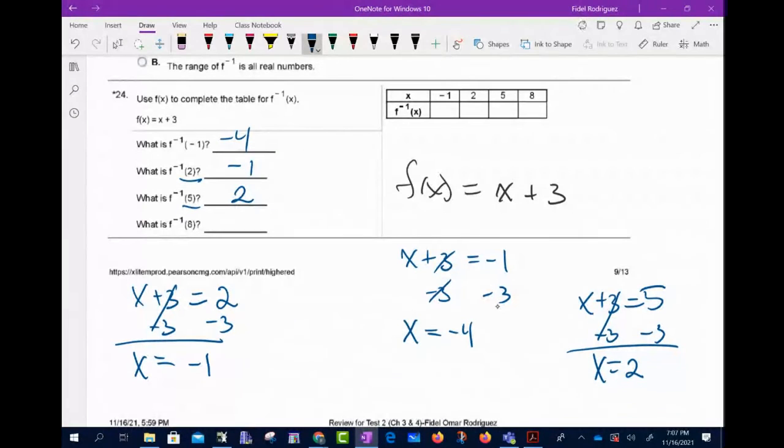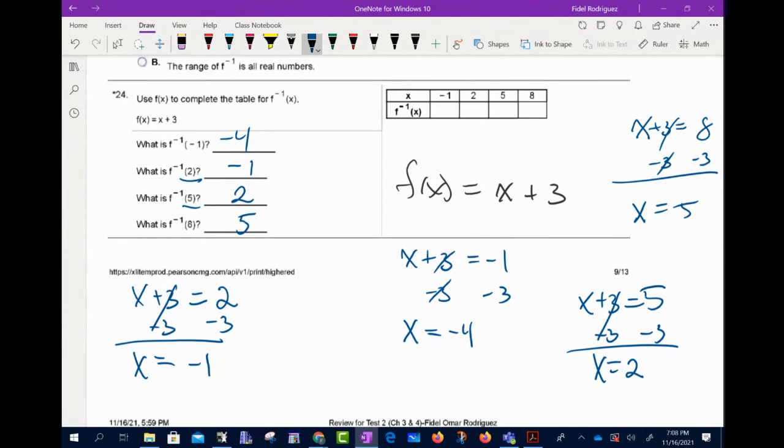And I'm going to do this one last time. I'm kind of writing all over the place. x plus 3 equals 8. So when I subtract 3 and subtract 3, I'm getting x equals 5. So right here, I'm going to put a 5.